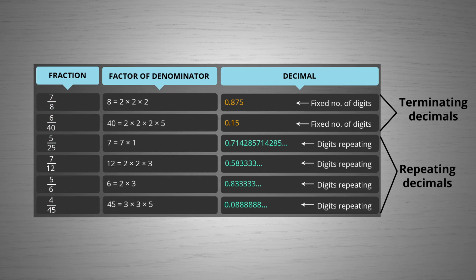Now, let's find the factors of the denominators of all the fractions. Notice that the factors of the denominators of all the fractions that have terminating decimals are 2 or its powers, 5 or its powers, or both. However, for repeating decimals, the denominators of the fractions have a mix of numbers as factors.